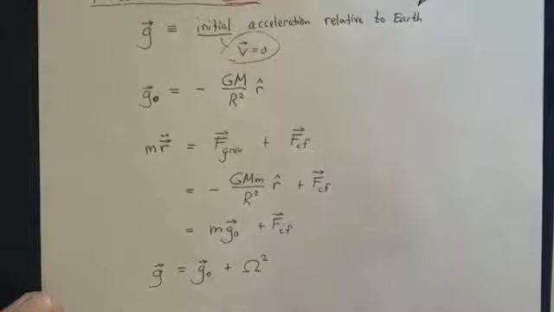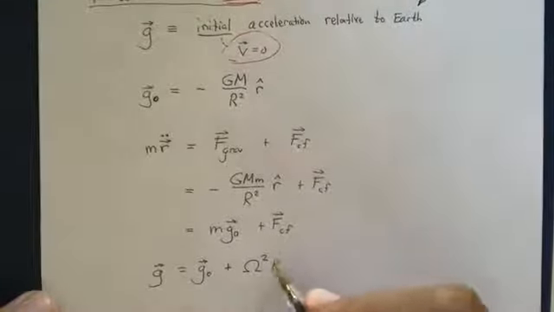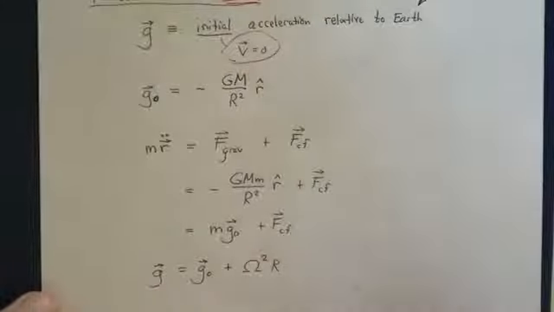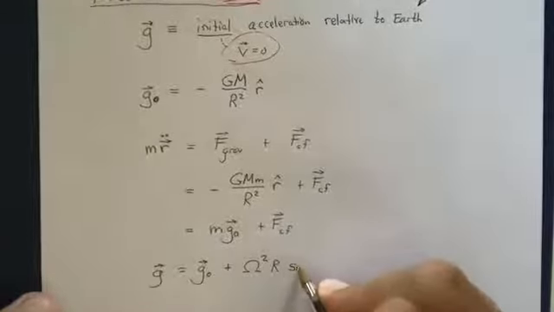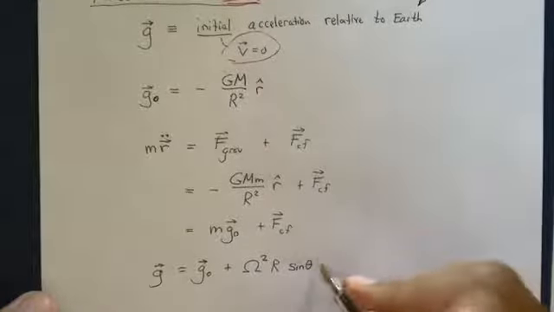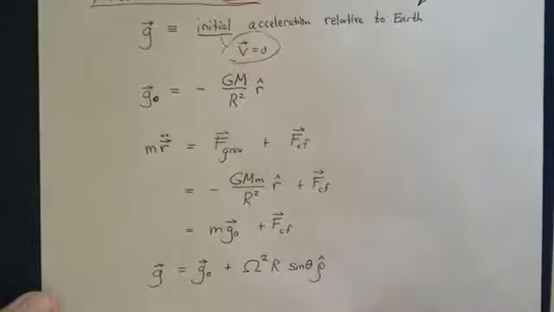Remember, omega, if you write it in MKS units, it's a small number. 2 pi radians divided by the duration of a day, something like 86,000 seconds. Now we're talking omega squared, so in MKS units, this is a very small number. Radius of the Earth, that's pretty big, something like 6 million meters. Sine theta. Theta is the co-latitude. Rho hat. All right, wonderful result.